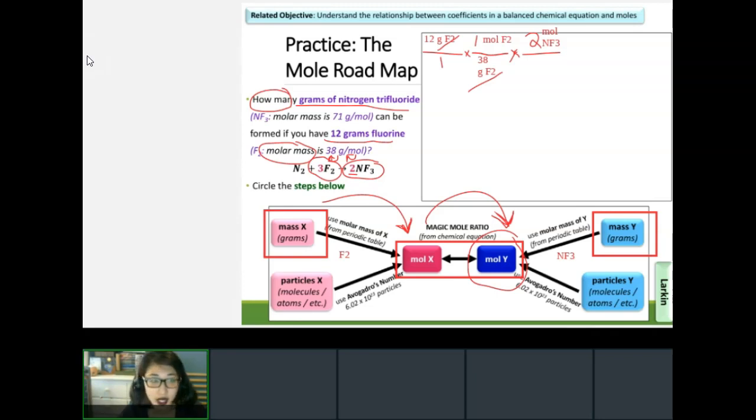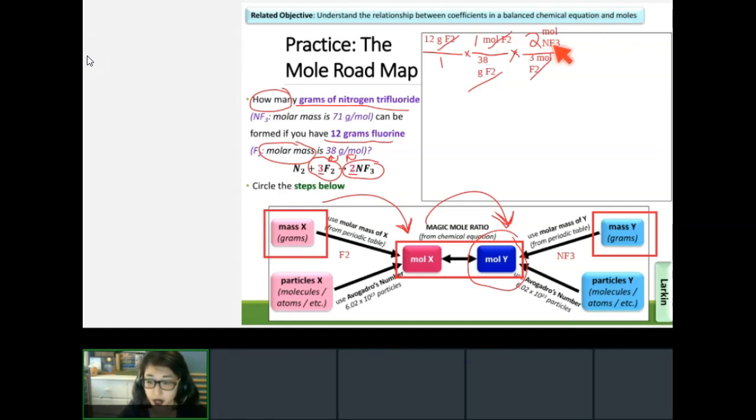Thank you, Lisa. Thank you, AJ. Yeah, our coefficient right here is a 3. Easy peasy. It's a 3. Awesome. So we have 3 moles of fluorine, F2. All right, so we've gotten rid of moles of fluorine. Now I'm left with moles of nitrogen trifluoride.